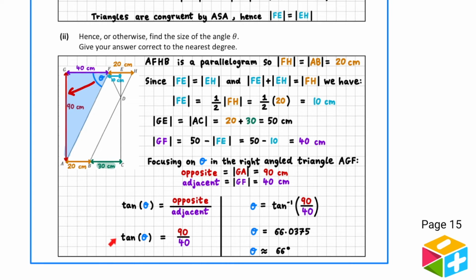To find theta, we just need to get rid of the tan. We can do this by taking tan inverse of both sides. When we calculate tan inverse of 90 over 40, we get 66.0375. Rounding this to the nearest degree gives us our final answer that theta is equal to 66 degrees.